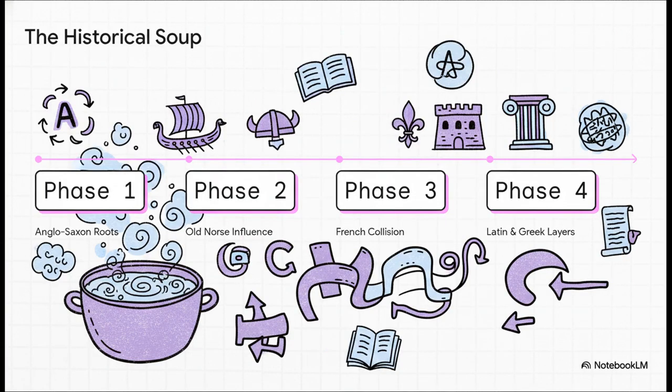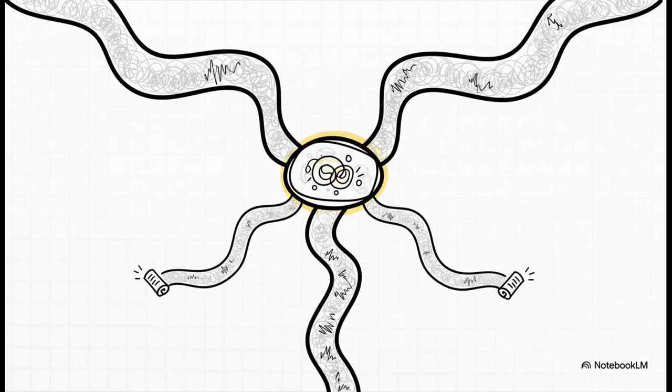Well, the answer lies in what you could basically call a historical soup. See, English isn't just one single pure language. Over hundreds and hundreds of years, it borrowed and absorbed words from all over the place, from Anglo-Saxons, Old Norse, French, and Latin. It's a true linguistic melting pot with ingredients from all over Europe. So get this, these words aren't actually mistakes. They're more like echoes of history.